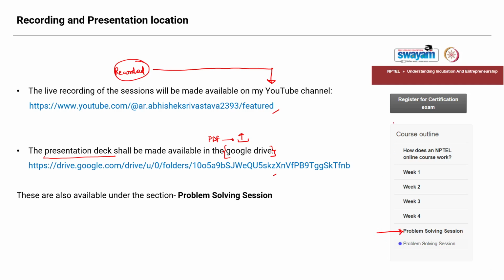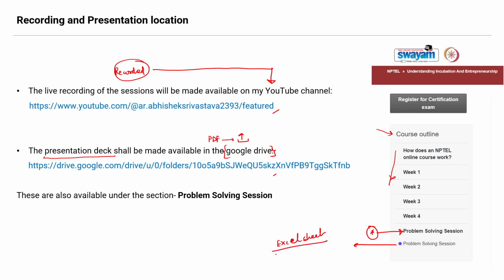Remember, on the left pane in light gray, you saw all the content. At the bottom now you will be able to see the problem solving session link. And when you click on the link, it will lead you to an Excel sheet.